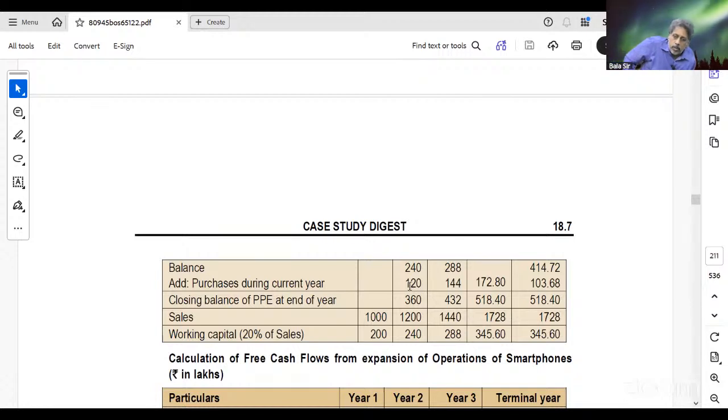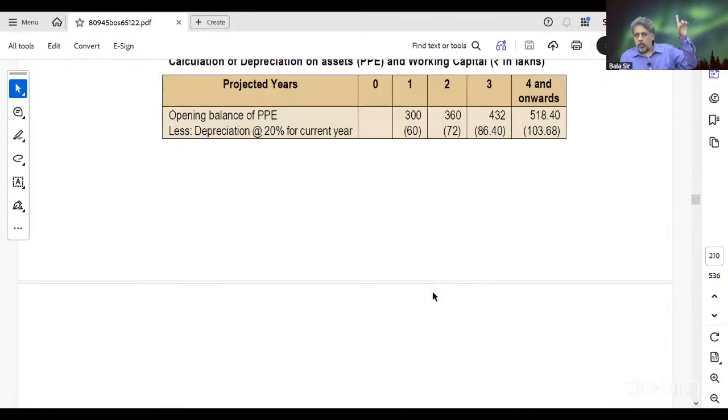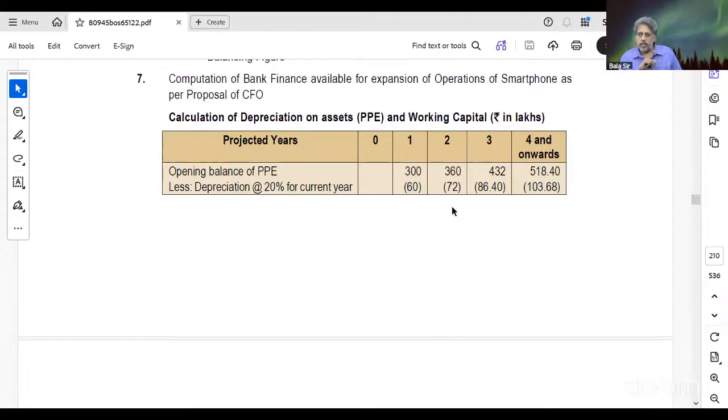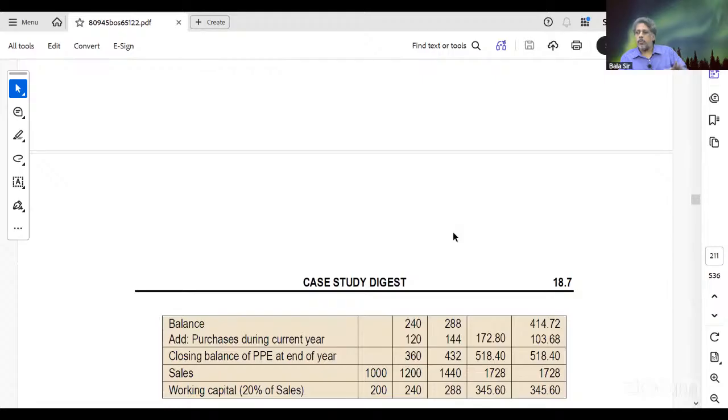Let us go to year 2, Chirag. What is the opening balance? 360. Last year's closing, right? On that, what is 20%? It is 72 lakh. Now, what is 360 minus 72?